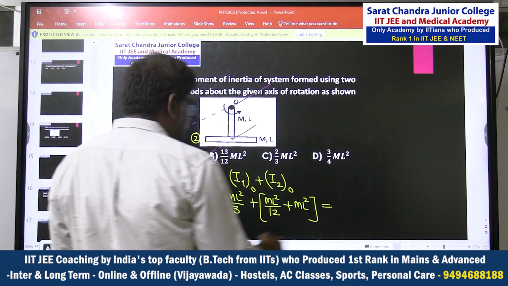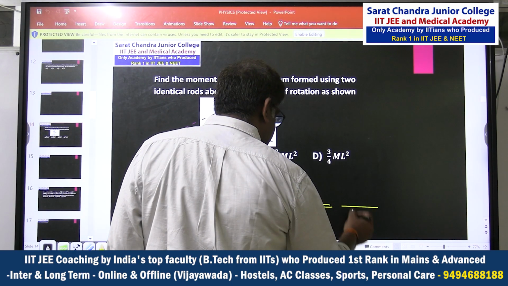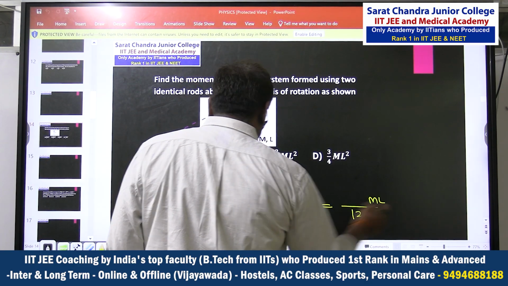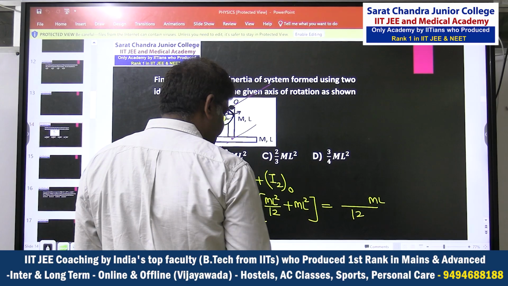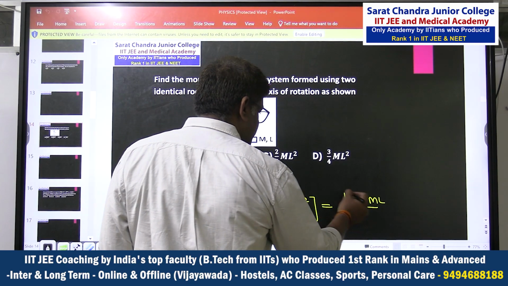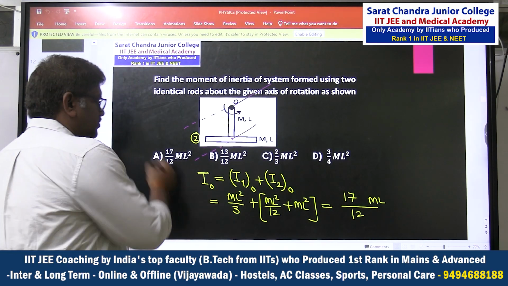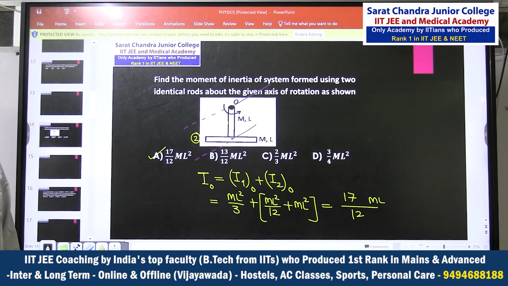So when you solve this, 12 is the LCM, ml square. Now this is 4, this is 1, this is 12. So you are getting 17. So the correct answer is a, 17 by 12 ml square. All right. Let's move to the next one.